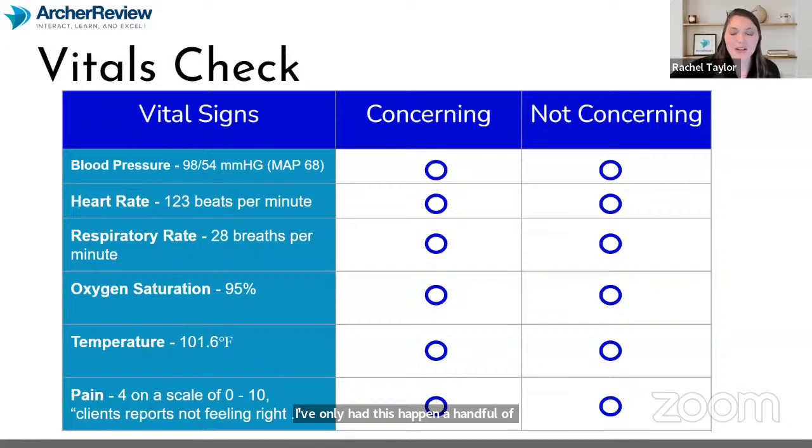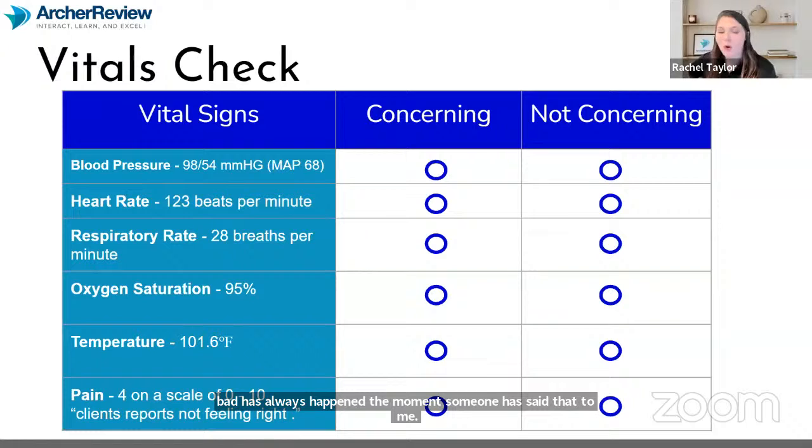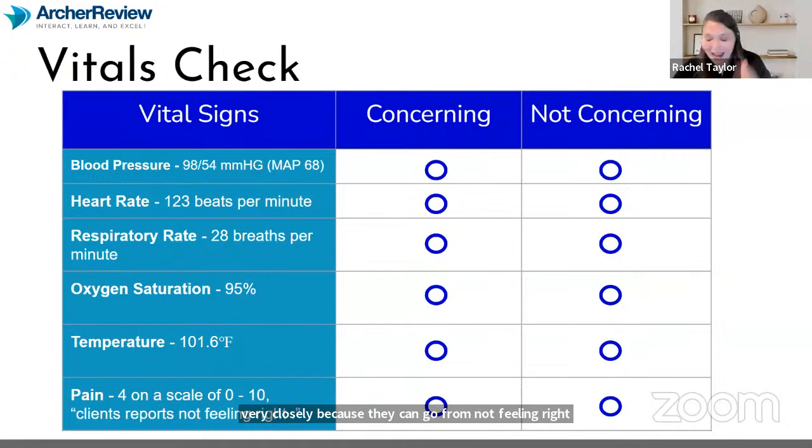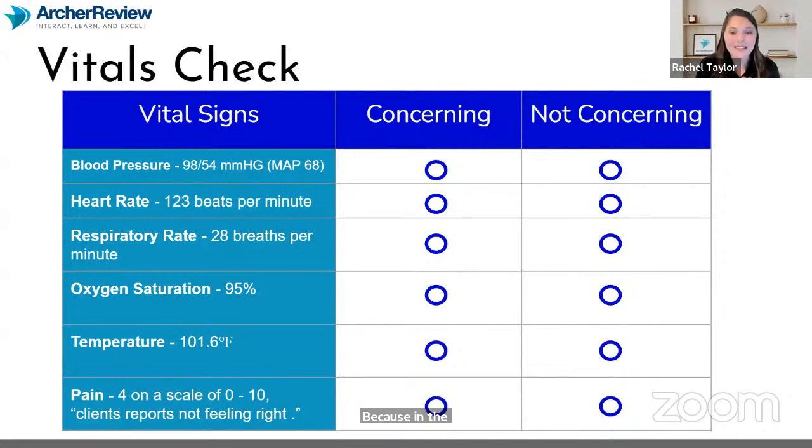Something bad has always happened the moment someone has said that to me. We are client advocates, which means if our client tells us there's a problem, there is a problem until we find out that there's not. Okay? We have to make sure that we're checking this client very closely because they can go from not feeling right, something's wrong, to now their vitals are tanking, to now their labs are tanking. Because in the elderly, their systemic response is slower. We might not see the response until a little after they tell us something's not right, okay?